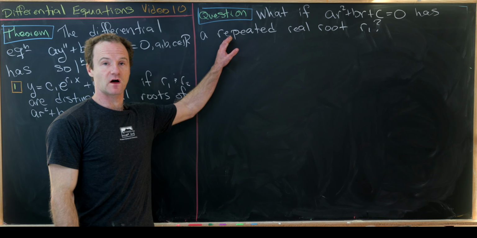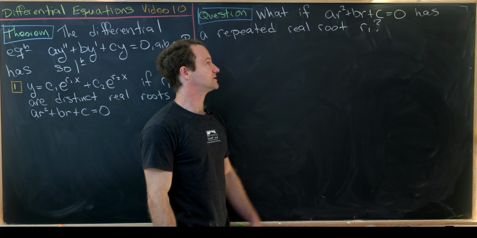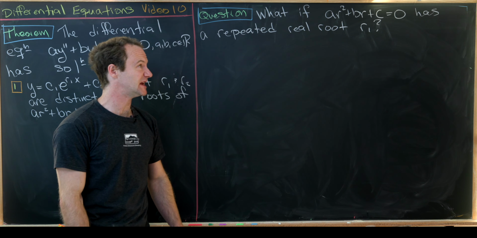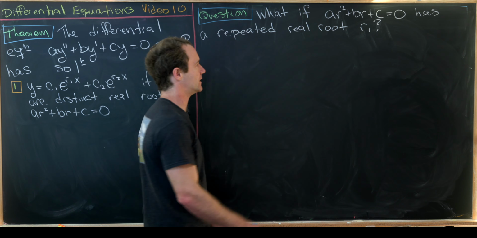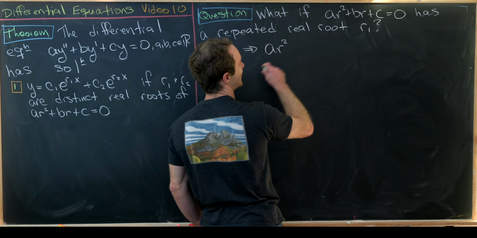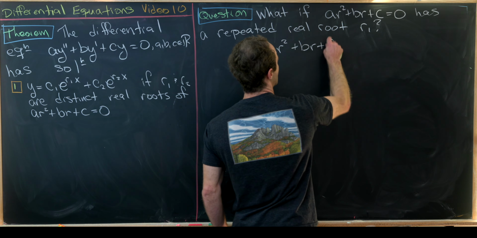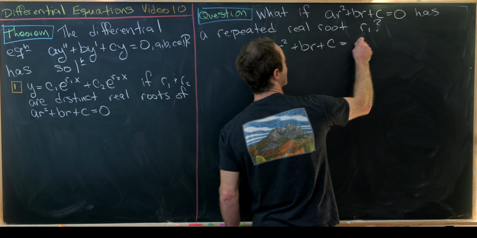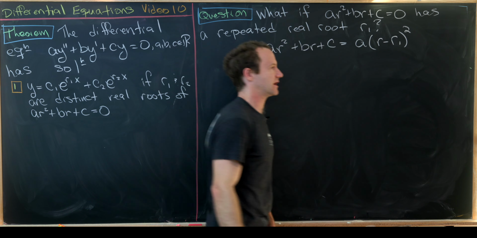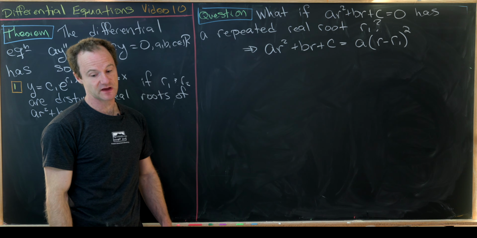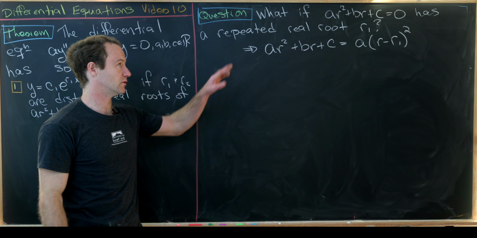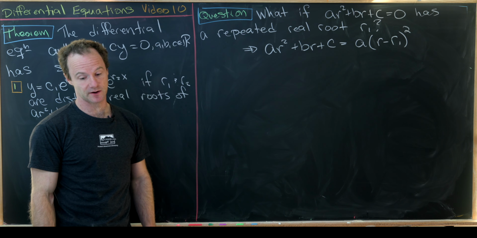So now we're going to look at the following question. What if our associated polynomial, ar squared plus br plus c equals 0, has a single repeated real root, which we'll call r1? If it has a single repeated real root, that tells us it factors a certain way: ar squared plus br plus c factors as a times (r minus r1) quantity squared. That's just by the definition of a repeated root or a double root. We know it can't be more than a double root because we have a quadratic equation.